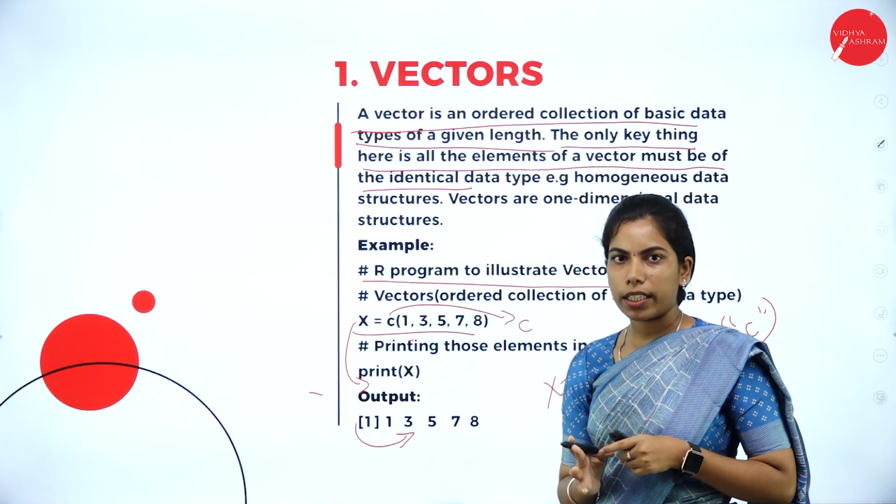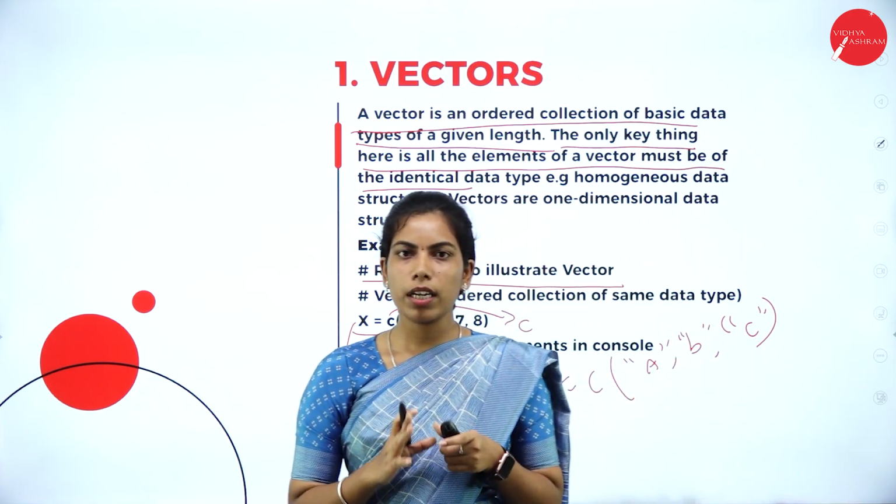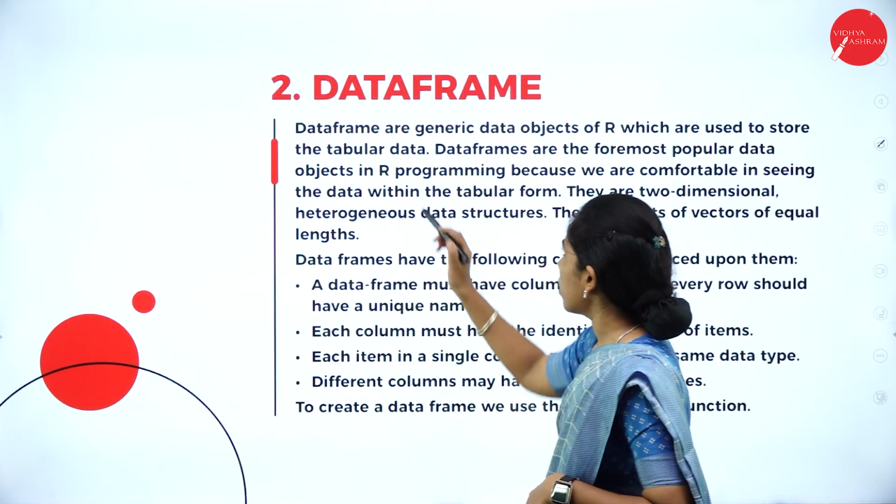So the vector should be identical. All the elements of the vector should be the same type. Got it? The second one is data frame.